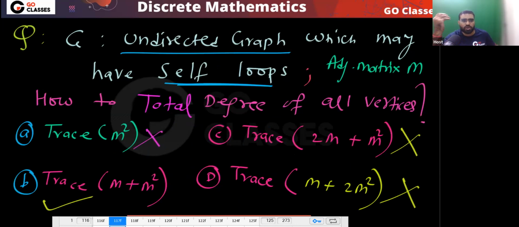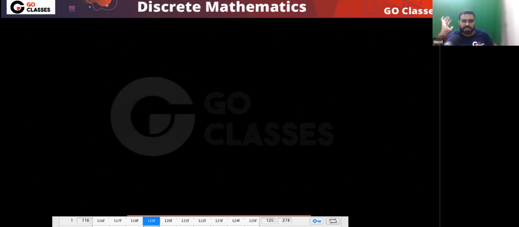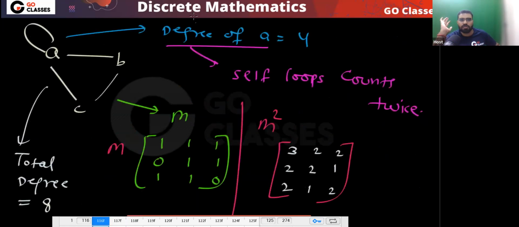So this is how you can solve it in the GATE exam. But this is not analysis. Yes or no? This is definitely not analysis. You can take a small example and solve it in the GATE exam, but this is not analysis.